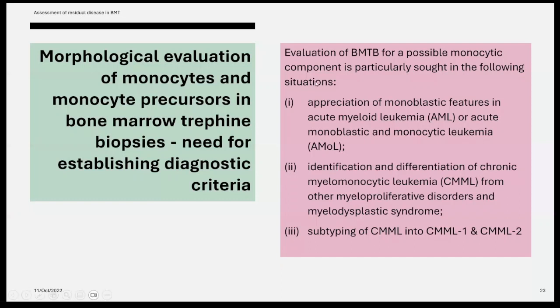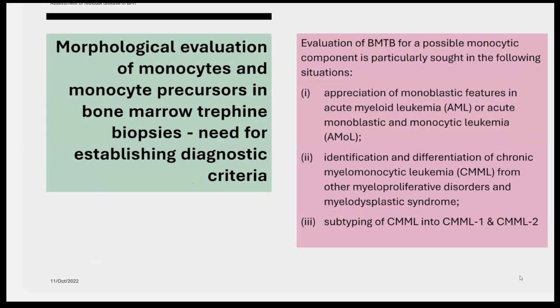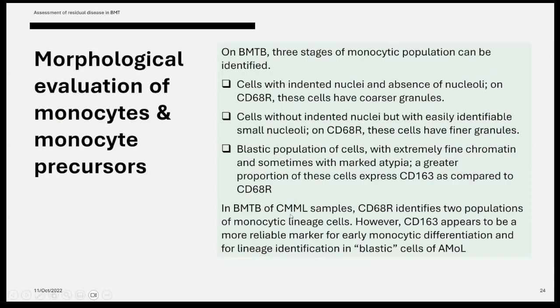These are the importance of identifying the monocytic component, because of this it is necessary. And then on trephine biopsy, there are 3 stages of monocytic population that can be identified. We have to correlate with morphology.